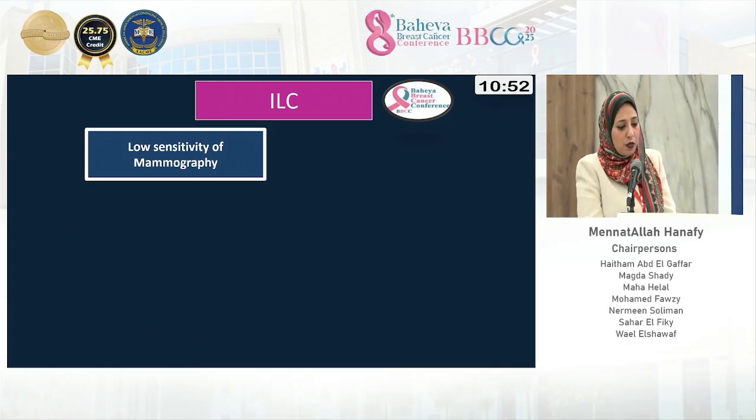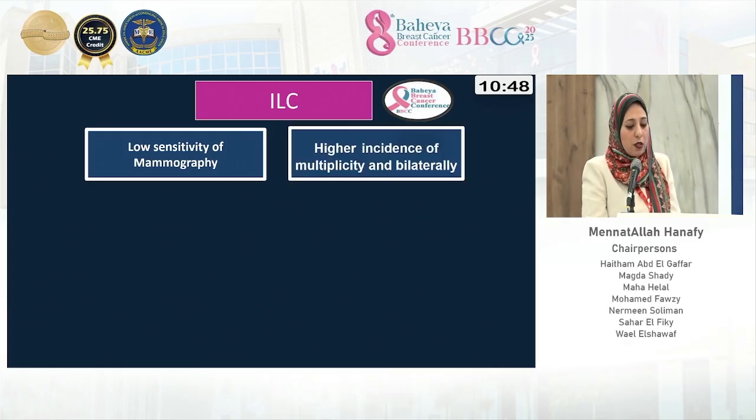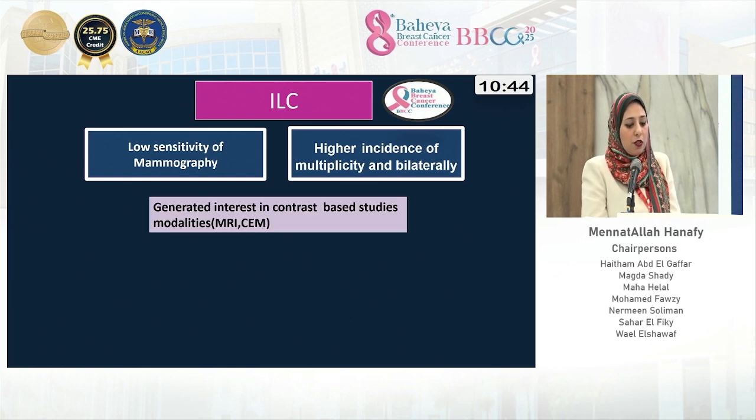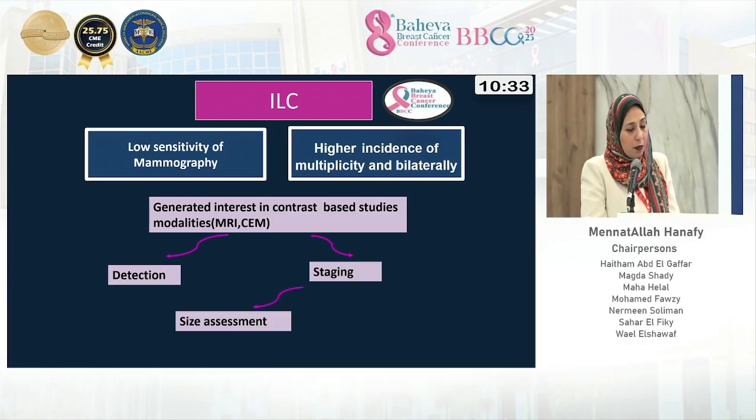Regarding the low sensitivity of mammography for invasive lobular carcinoma and higher incidence of multiplicity and bilaterality, this generated interest in contrast-based studies, MRI and contrast-enhanced mammography, for detection of the lesion and for staging to detect size assessment, multiplicity, and bilaterality.